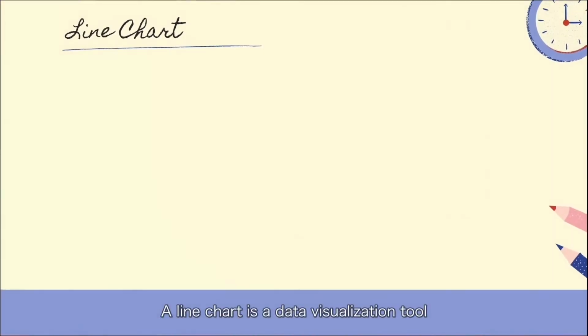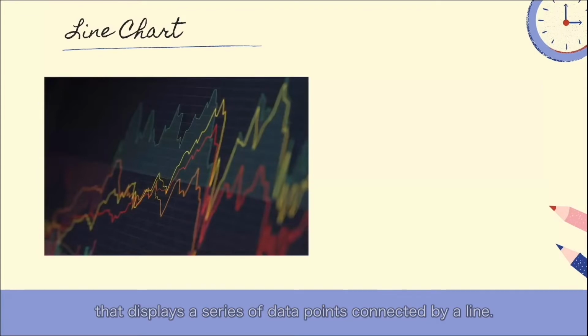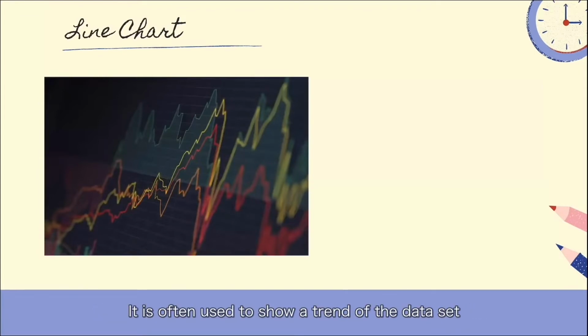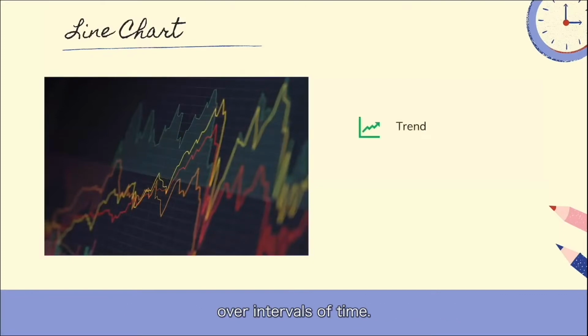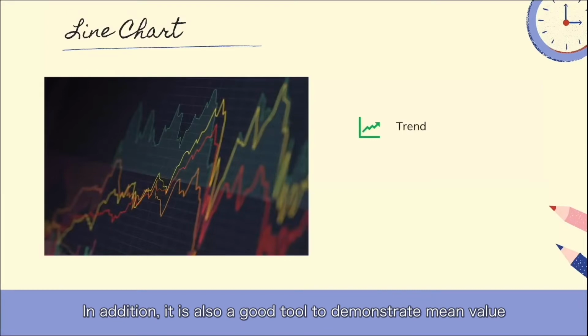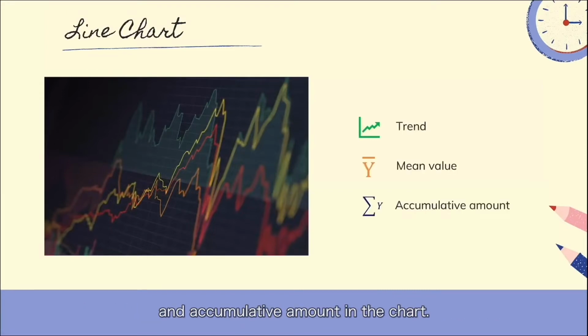A line chart is a data visualization tool that displays a series of data points connected by a line. It is often used to show a trend of a dataset over intervals of time. In addition, it is also a good tool to demonstrate mean value and accumulative amount in the chart.